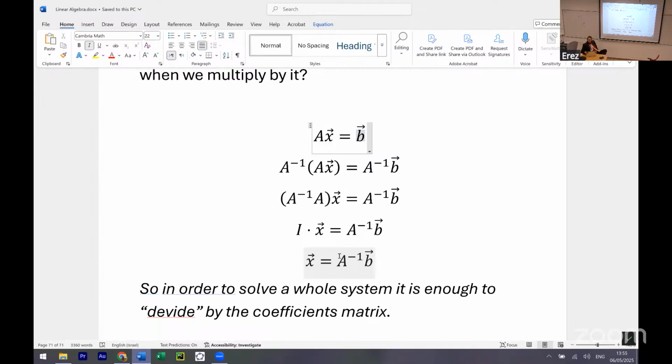Technically, in this course you will not solve a system of equations this way most of the time. But still it's a cool realization that once you have an inverse, then a whole system of equations is just equivalent to one equation, and you just need to divide by the coefficient.